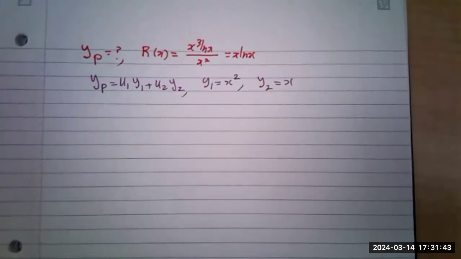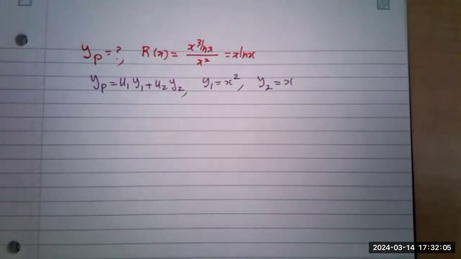Why do we divide by x squared? Because in the formula for variation of parameters, remember the coefficient of y double prime is always 1. Then you prove the theorem. Remember, y double prime plus p(x) y prime plus q(x) y. So you have to normalize it, so to say.